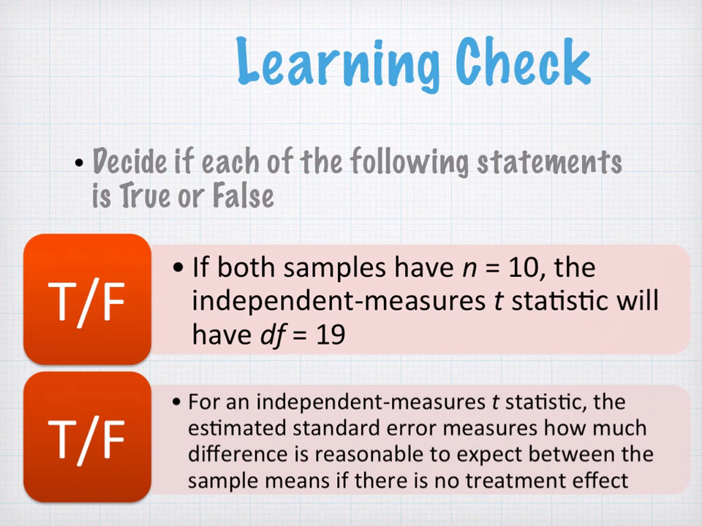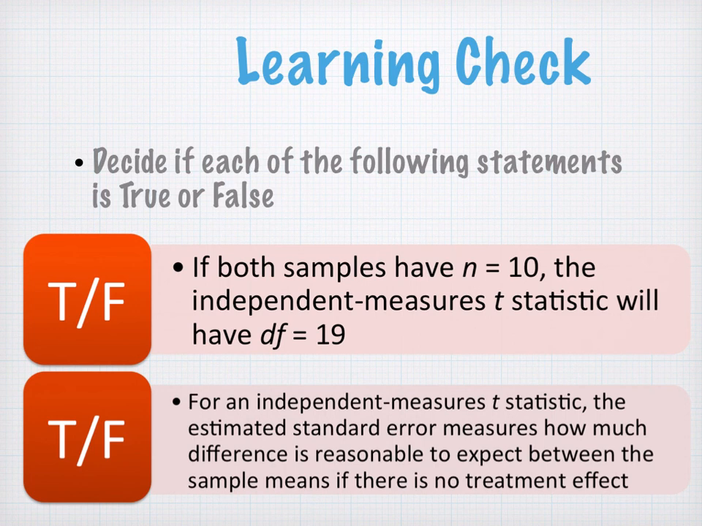So both of these are true or false. The next slide has the answers for both questions. True or false, if both samples have 10 participants in them, the independent measures t statistic will have degrees of freedom 19. Please pause, go look at the formulas, write out the statistic, write out the degrees of freedom, and answer that question.